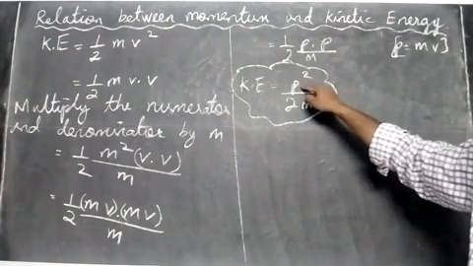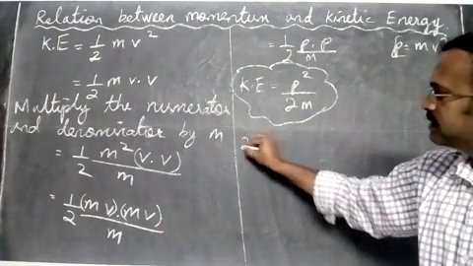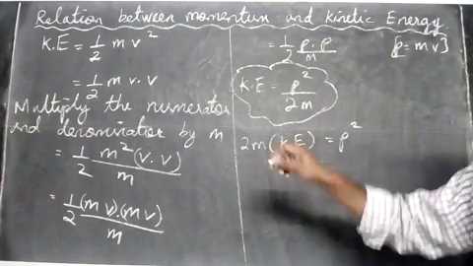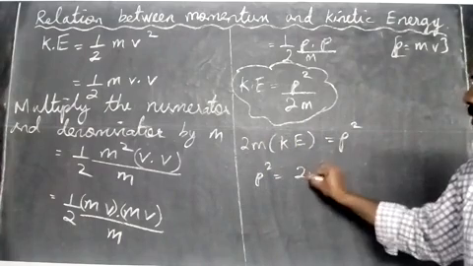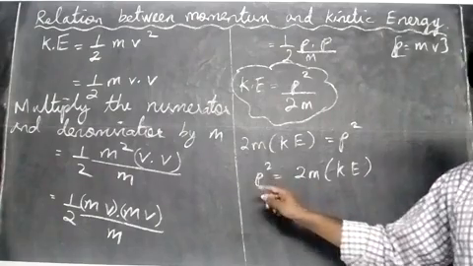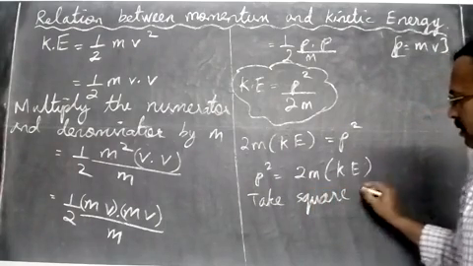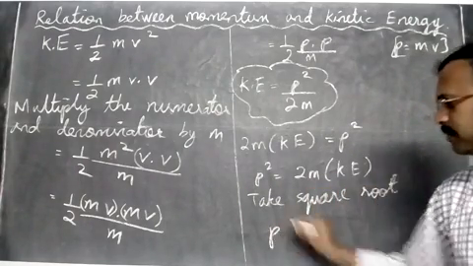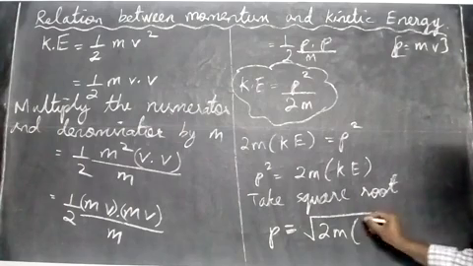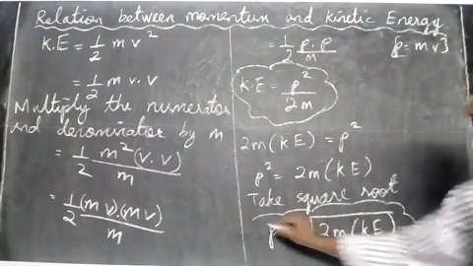Now from this, p means momentum. Can we find the value of momentum? Yes, we can. Bring this 2m upwards. So we get 2m into kinetic energy KE is equal to p square. Let me rearrange: p square is equal to 2m into KE. Now we must find p, the momentum, so take square root on both sides. So p, momentum, is equal to root of 2m into KE. This is another way of writing the relation between kinetic energy and momentum.